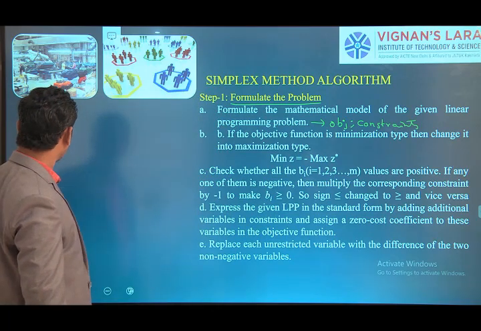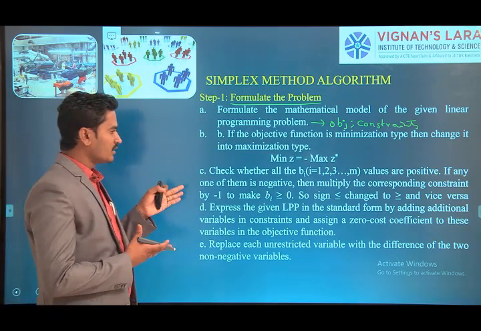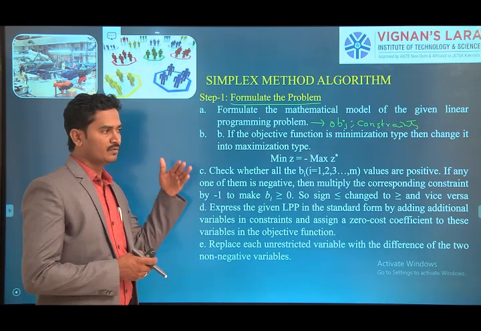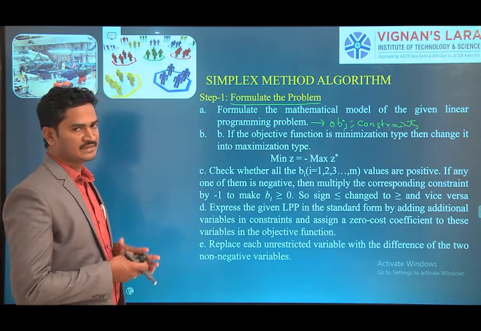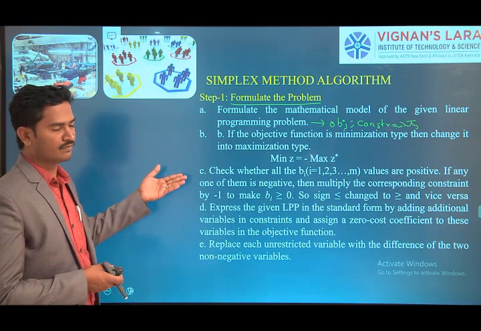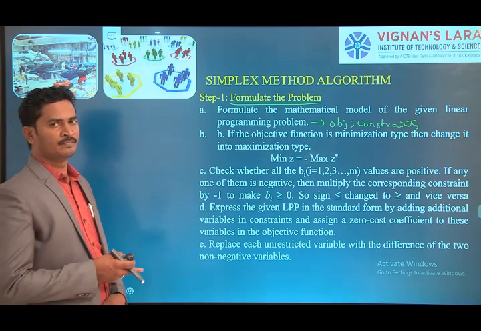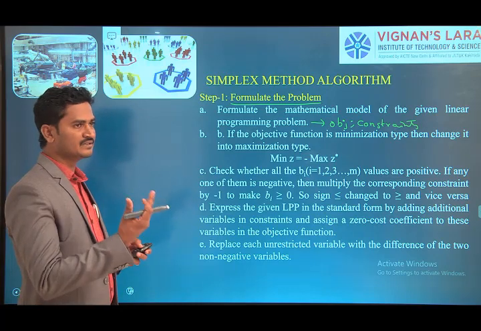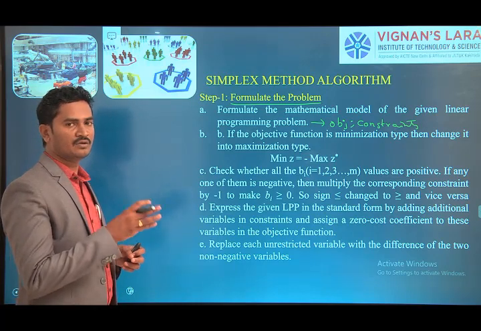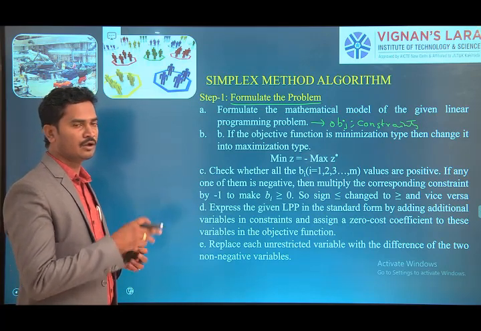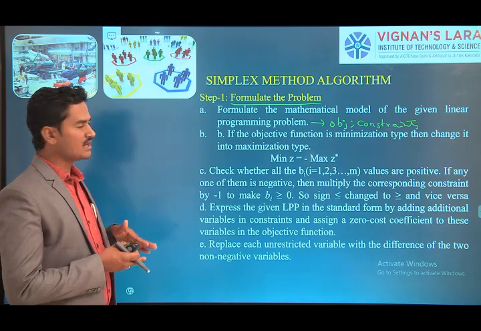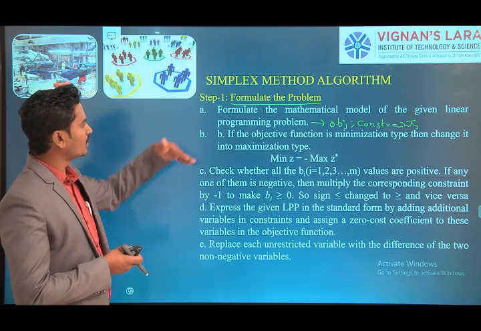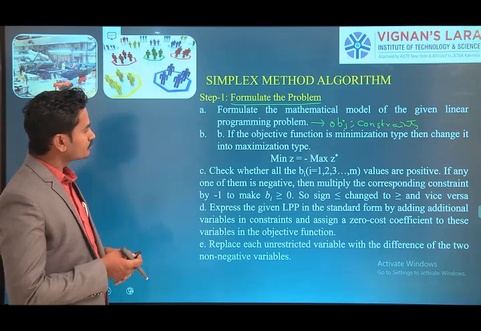Next, what is the next one in the canonical form of the simplex? All constraints must be in less than or equal to type. If not, we are going to convert that into the less than or equal to type. Next, third one: if a constraint has a negative value on the right-hand side, we are going to convert the negative value into a non-negative value. That is the standard form. Based on these rules, we are going to formulate the problem.